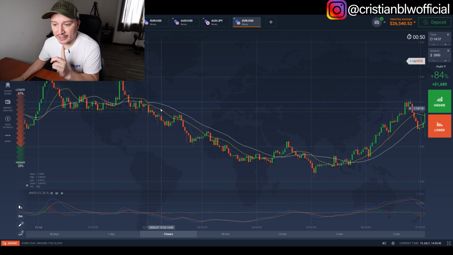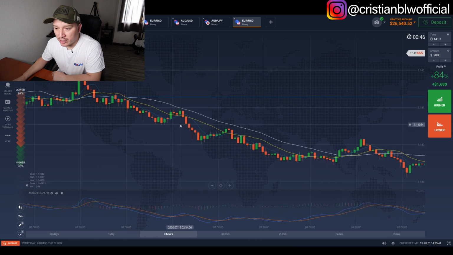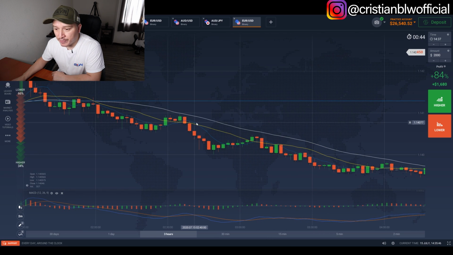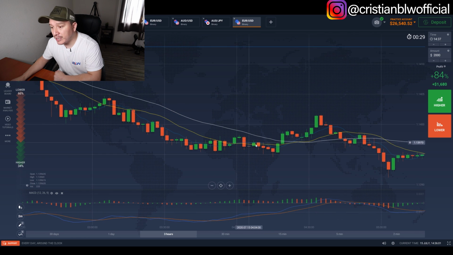And here's a perfect example. Take a look at this downtrend. And this was a call and it was in the money. But then it dropped back all the way down again and it was in the money for a put. Then take a look at this. It was a call option. It was out of the money. Then it went down again and it was in the money for a put. Then again, it jumped, but it kept on dropping.